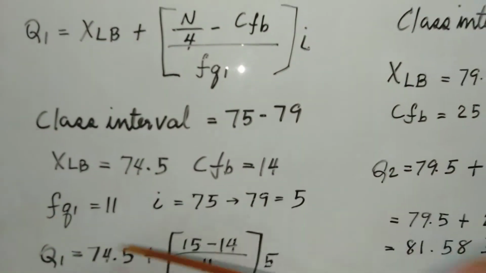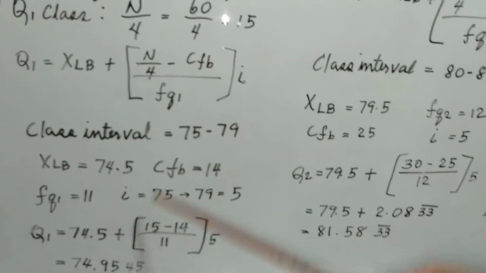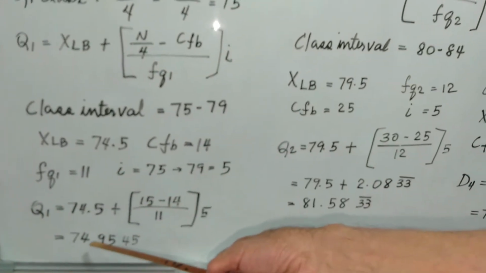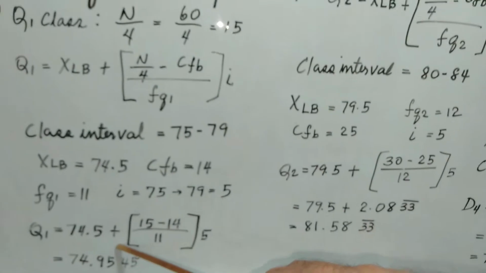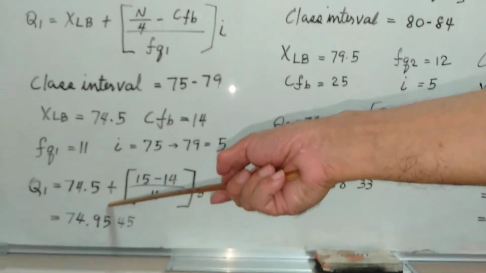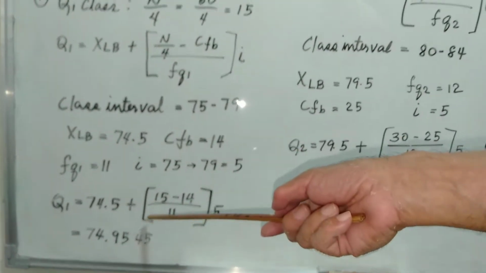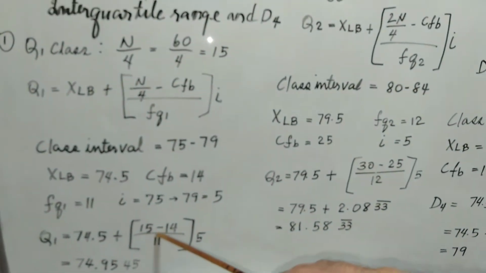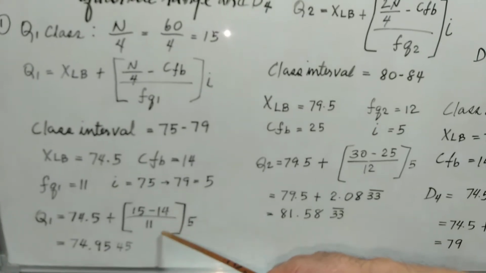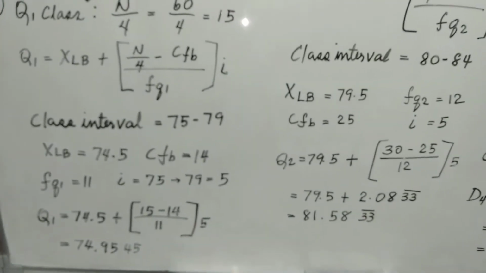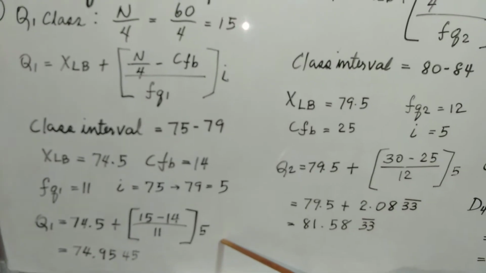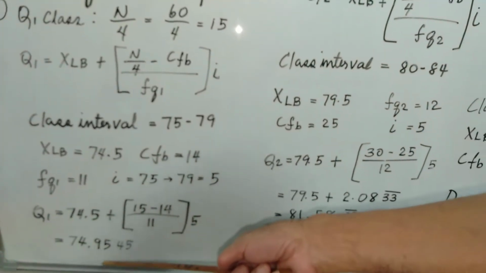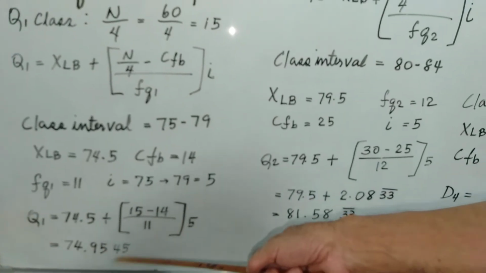After getting all these values, we substitute them into our formula. XLB will be 74.5 plus the first quartile class, 15, minus 14, which is the CFB, over 11 times the index of 5. Using our calculators, we're going to get 74.9545 repeating.